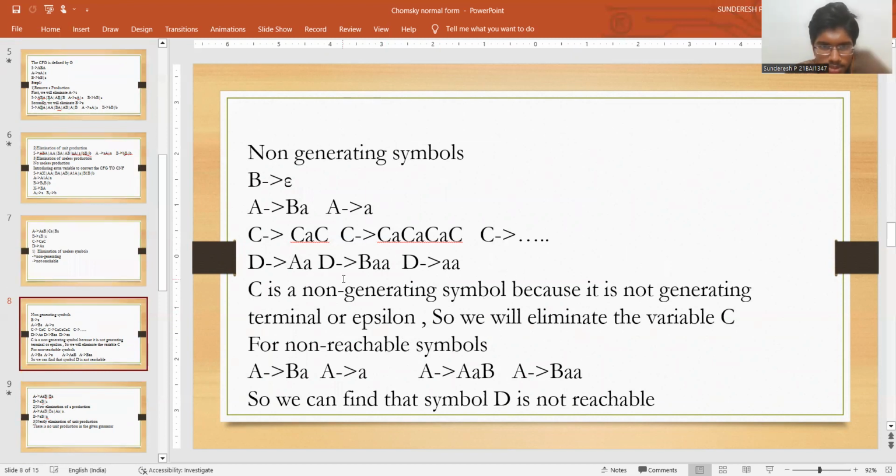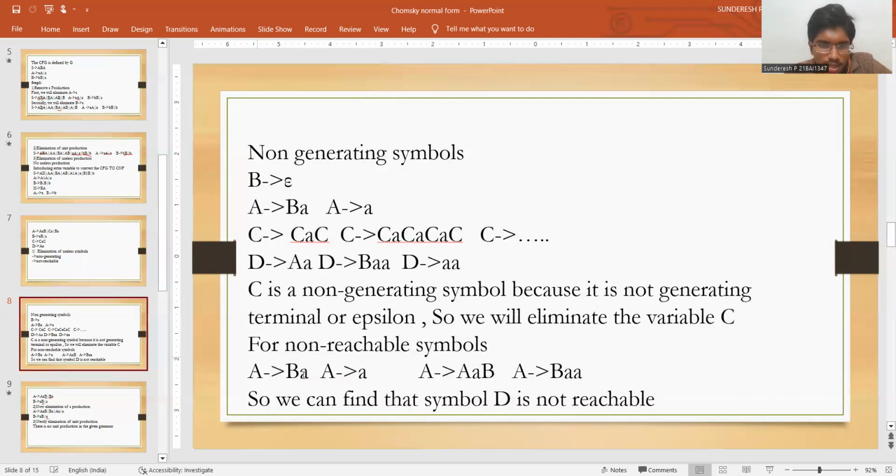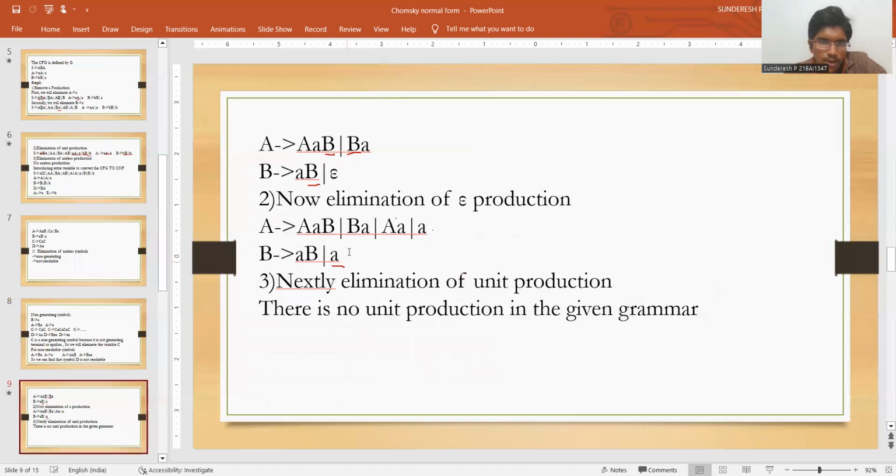And for the non-reachable symbols, we have D, because we can see that A is producing only A, B, and C, and B is producing only B, and C is producing only C, and we should ignore this because we have eliminated the C production. So we can't generate D, and now D is a non-reachable symbol, so we eliminate D as well.